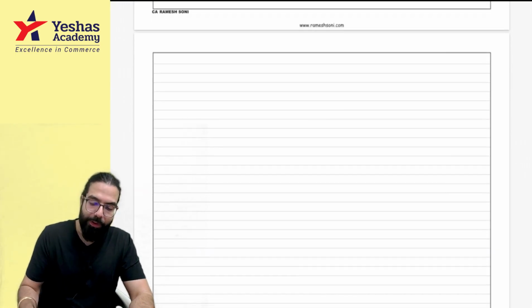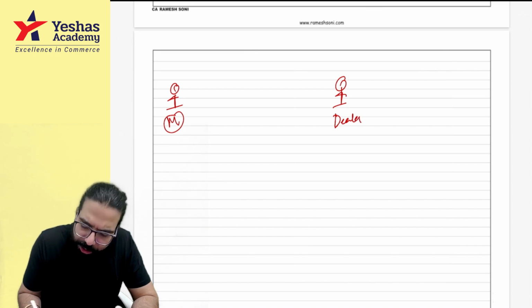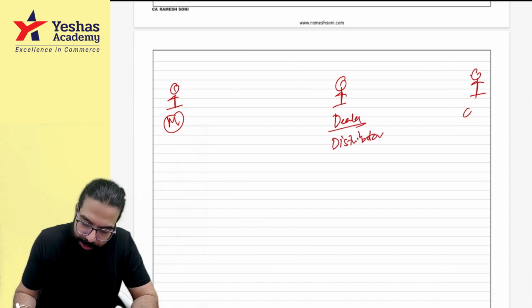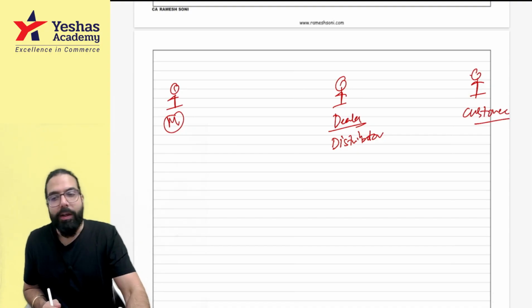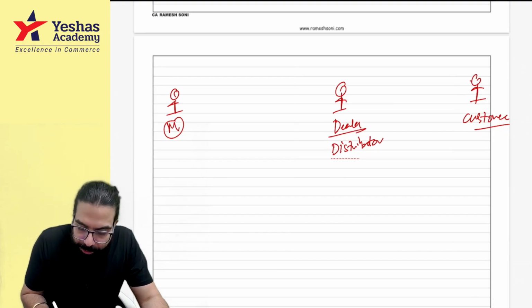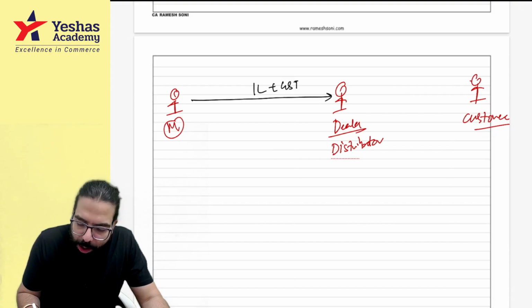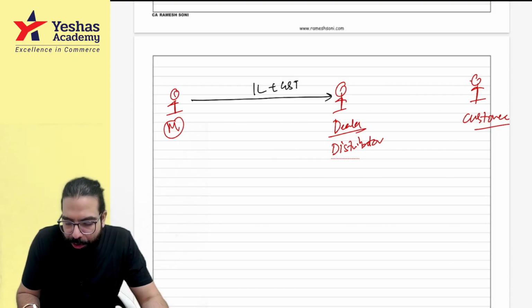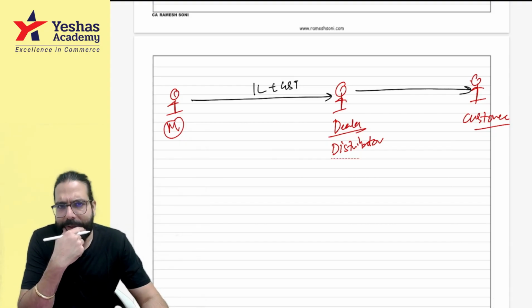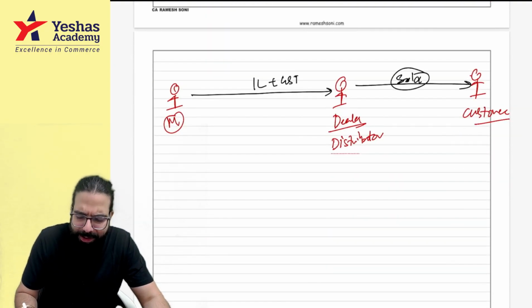Let's think. See, you know what happened? I am the manufacturer. You are the dealer or distributor over here. And there is one customer over here, our customer. Now what happened? Listen, I sold the goods to you, for example 1 lakh rupees plus GST I charged you. Everyone listen to me very carefully. You sold the goods to the customer, whatever price, plus GST you will charge.